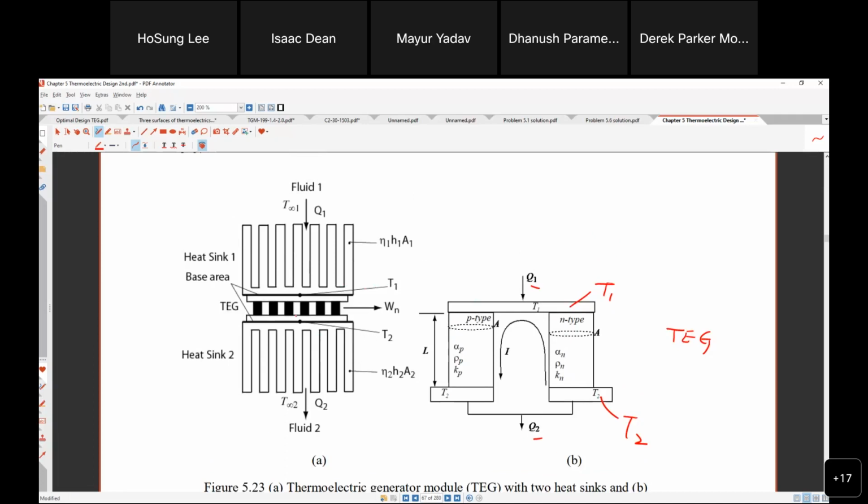and high side, heat sink, low temperature side, and then fluid temperature one, T infinity 1, and the Q1, I can say that. And then fluid two, fluid temperature two, Q2. The fluid temperature could be the constant, reasonably. Some hot gas is flowing, so it could be constant. And then low fluid flowing, yes, constant. This is reasonable. So T1, T2 is not known, but we know T infinity 1, T infinity 2 is constant.